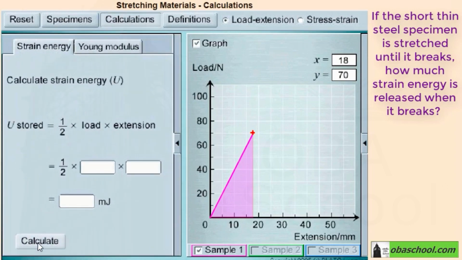So the load is 70 newtons and the extension is 18 millimeters. So the strain energy is 630 millijoules.